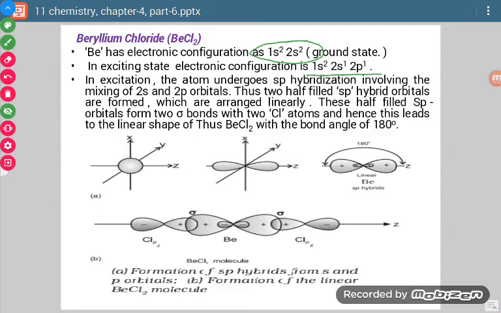The atom undergoes sp hybridization involving the mixing of 2s and 2p orbitals. Okay, the two half-filled sp hybrid orbitals are formed, which are arranged linearly. These half-filled sp orbitals form two sigma bonds with two Cl atoms, and hence the linear shape of BeCl2 is formed with the bond angle 180 degrees.